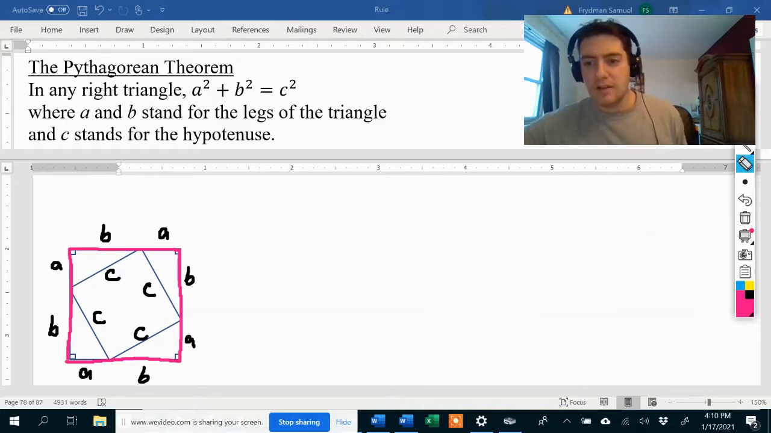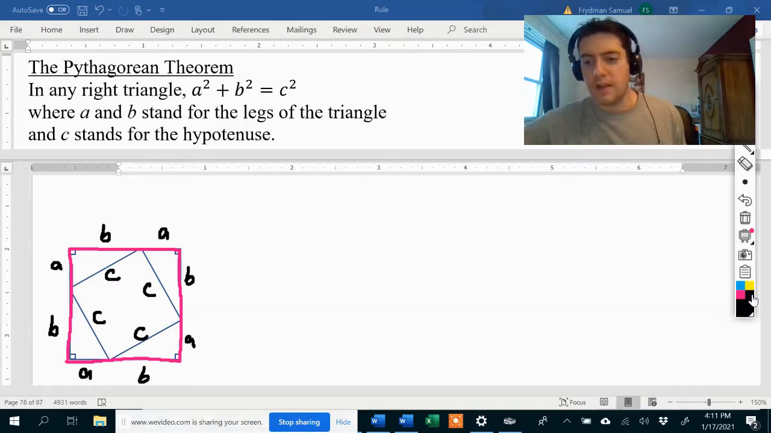has a length of A plus B. Okay, the side length is not just A, and it's not just B, it's A plus B. So if I add the length from here to here with the length from here to here, then that gives me the length all the way from here to here. So each side length has a length of A plus B, which means if I wanted to find the area of this square, then I would do A plus B times A plus B.